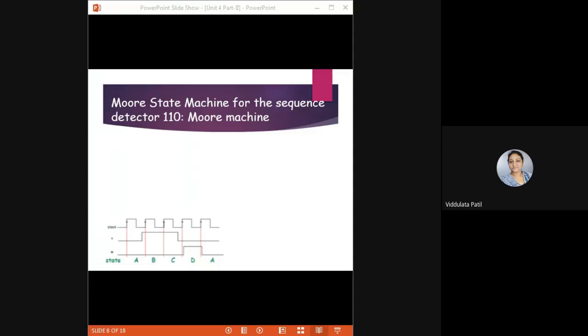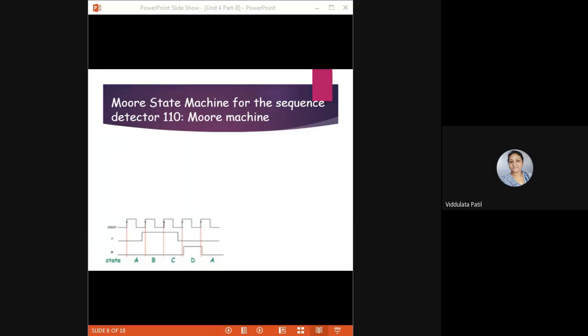Now in the S1 state, if 0 is detected, then it will return to the initial state. But if 1 is detected, then it will move to the S2 state. That means till now we have got a sequence of 1, 1. So if in the S2 state, suppose 1 is detected, then it will remain in the same state, because we already got a 1 1 sequence, and now if we get another 1, it stays in the same state. But if 0 is received, then the 110 sequence will be complete, so it will move to the next state, that means S3.